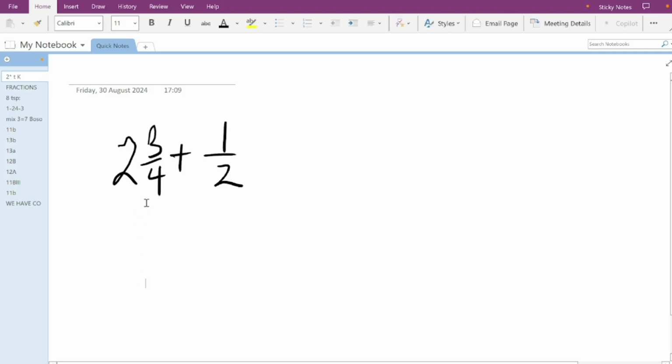What if we have a mixed fraction and a proper fraction? As we have 2 whole number 3 over 4 plus 1 over 2. There are two ways of solving this question. You can choose to either convert this from a mixed fraction to an improper fraction, then you add. And note that your results should always be in either a proper fraction or a mixed fraction, not an improper fraction. Or we can just add straight.